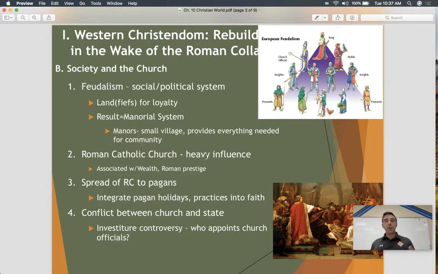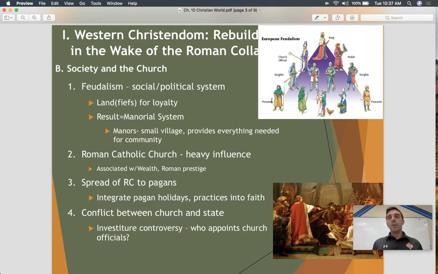We'll look at political structures and how the church is influenced by their non-Christian neighbors. So first, let's talk about how society is set up in Europe at this time, and that's under the concept of feudalism. Feudalism is a very complex social and political system of how people are loyal to those higher up in class and status.